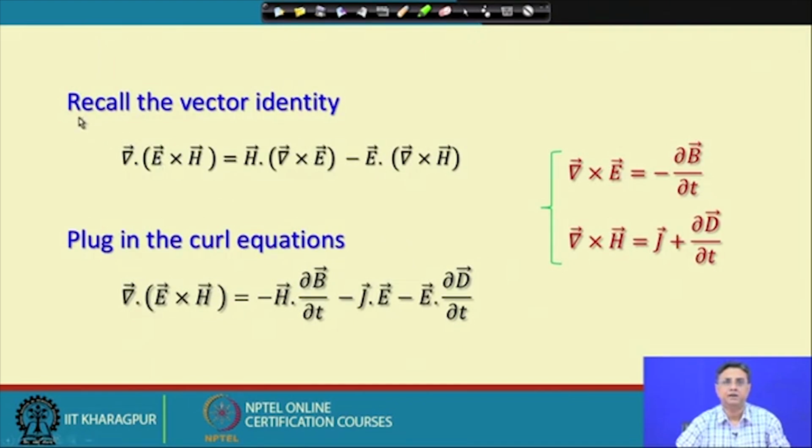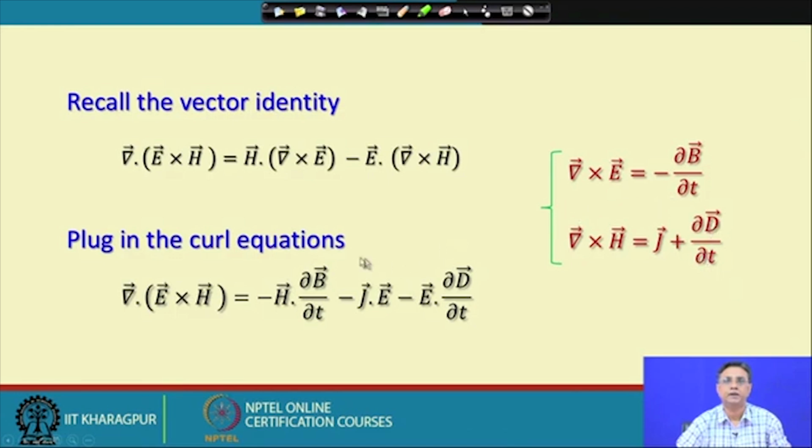Poynting vector. Let us recall the vector identity, that is del dot E cross H, this left hand side can be written in the form H dot del cross E minus E dot del cross H. So, if we plug in the curl equations for del cross E and for del cross H from here, that is del cross E equal to, we will substitute minus del B del t, and for del cross H we will substitute J plus del D del t.